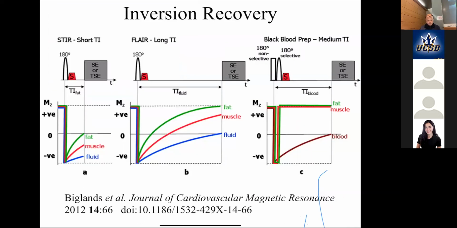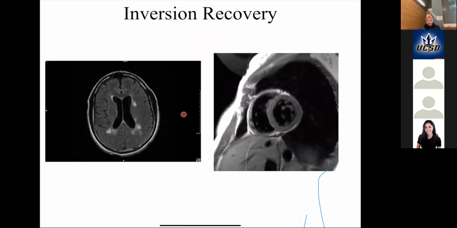Okay, so this is what inversion recovery looks like. Basically, it's just a 180-degree pulse that you apply, and then after that, you acquire the image. You can even null out blood. This is what's called a black blood preparation. And so there are different ways you can null out tissue. For example, here I've nulled out CSF. Here I've nulled out all the blood around the heart, in the heart, so that you can see the vessel walls better. Okay.